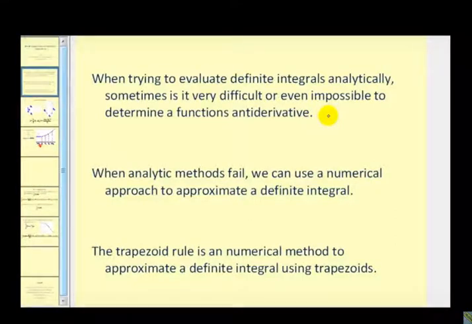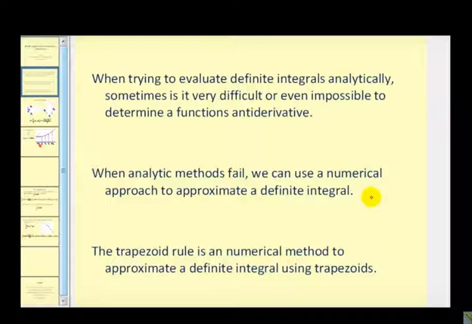Antiderivative is antidifferentiation or the integral. Okay, so the antiderivative is the integral. When the analytic method fails, we use a numerical approach to approximate a definite integral. What that means is there are some functions that you can't integrate. At the moment we just know how to integrate x to the power of n and ax plus b to the power of n. But until we get to do logs and exponential functions and all that, you cannot integrate some certain functions.